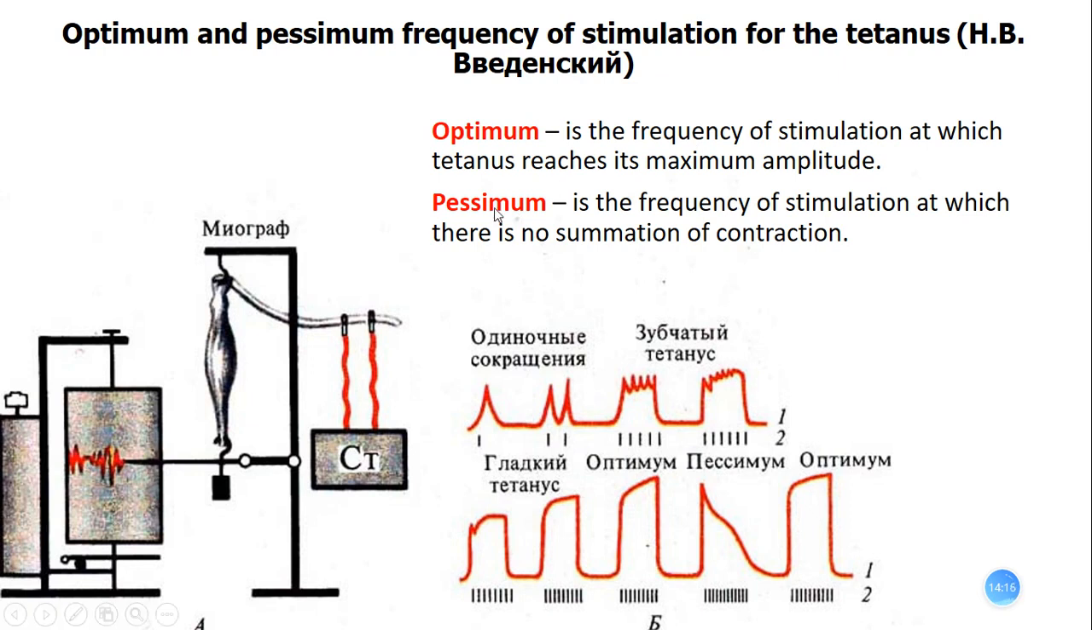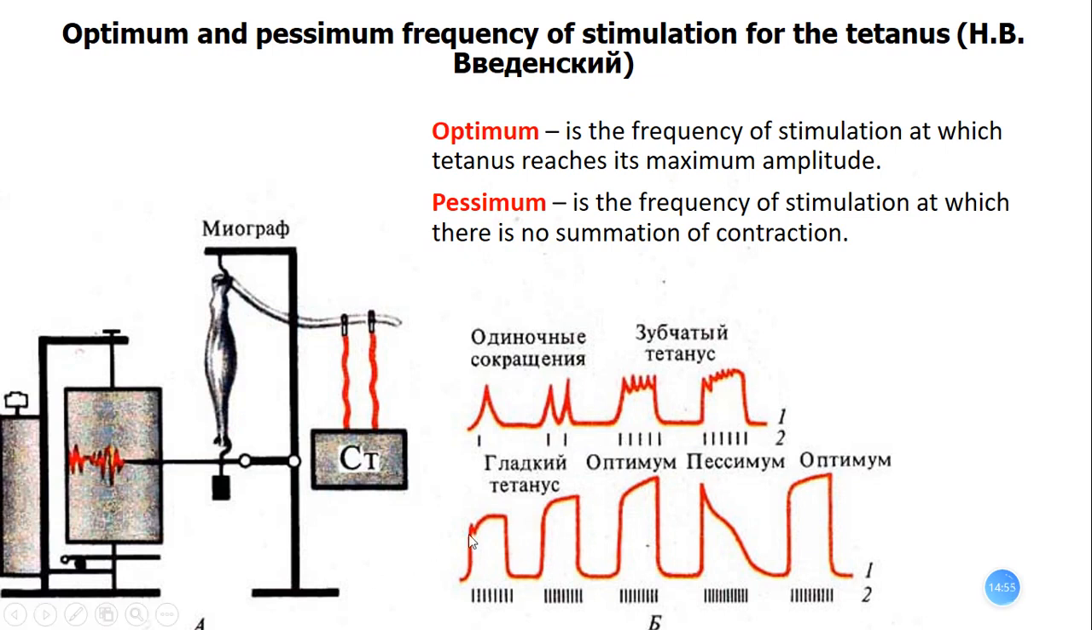Then you have the pessimum frequency of stimulation, and it is a frequency of stimulation at which there is no summation of contractions. During pessimum frequencies, each subsequent stimulus gets into the refractory period, and all the sodium channels stay inactivated, and it's impossible to generate another new action potential.